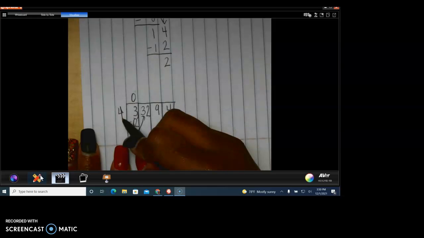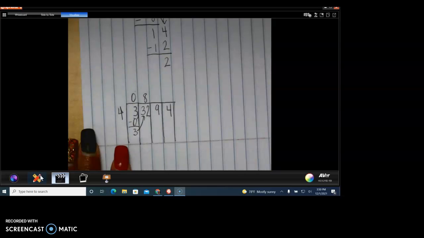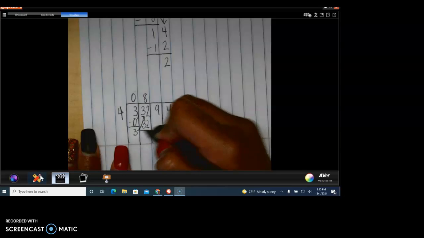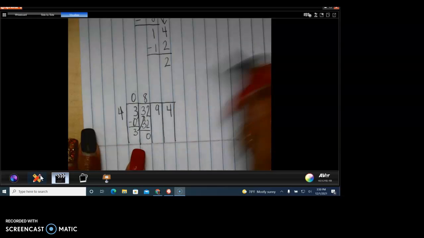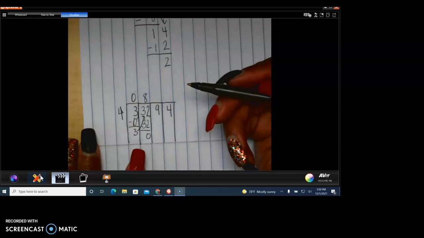Okay, how many groups of 4 can I make from 32? I can make 8 groups. 8 times 4 is 32. Okay, I have 0 here now. So I can't bring anything over. There's nothing to bring. It all got used up.